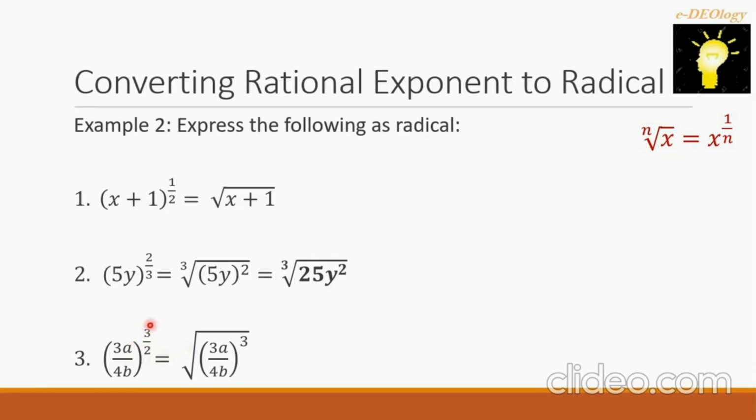We will use this numerator as the power of our fraction. So you see here the 3a over 4b is now raised to a power 3 inside that radical sign. And then the exponent 3 we can distribute to the terms of the fraction. So for the final answer, the 3a cubed becomes 27a cubed all over the 4b cubed becomes 64b cubed.